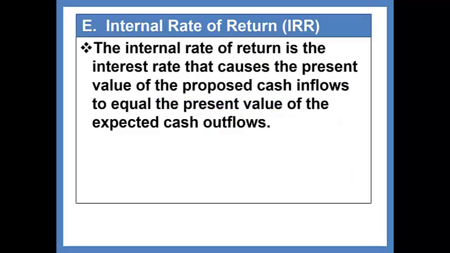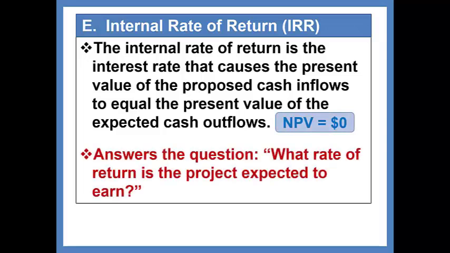All right, the last thing that we want to look at is called internal rate of return, and this is what causes the present value of the inflows to be equal to the present value of the cash outflows. In other words, it's where net present value is zero. This particular technique tries to answer what rate of return is the project expected to earn. So think net present value asks, does it meet the minimum? Whereas internal rate of return asks, what rate do we think it will earn?